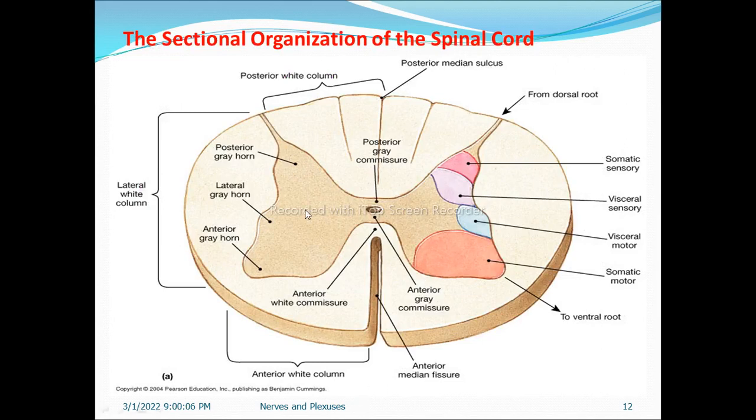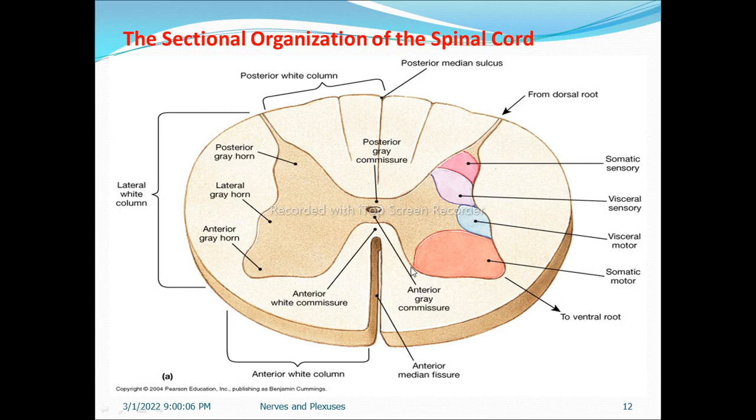This is a transverse section of the spinal cord. This area is the anterior horn, which is made up of somatic motor. This is the lateral horn, which is made up of visceral motor. And this is the posterior horn, which is made up of somatic sensory and visceral sensory.